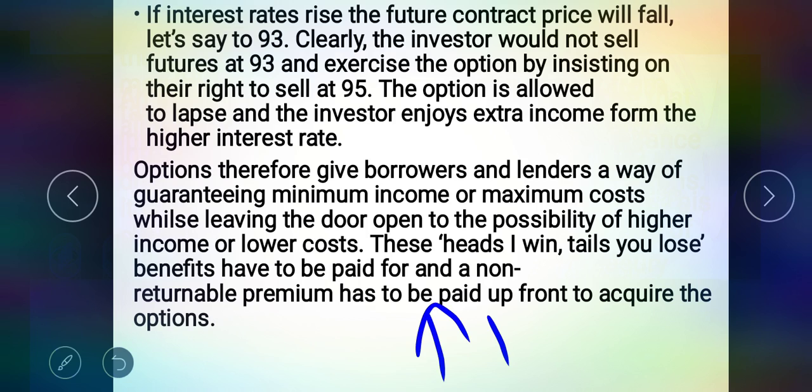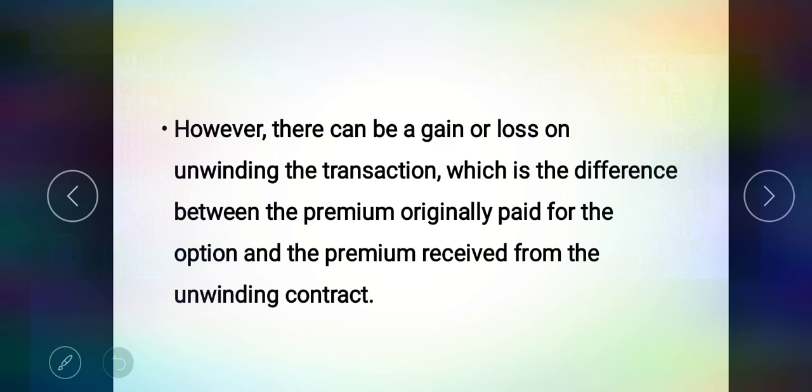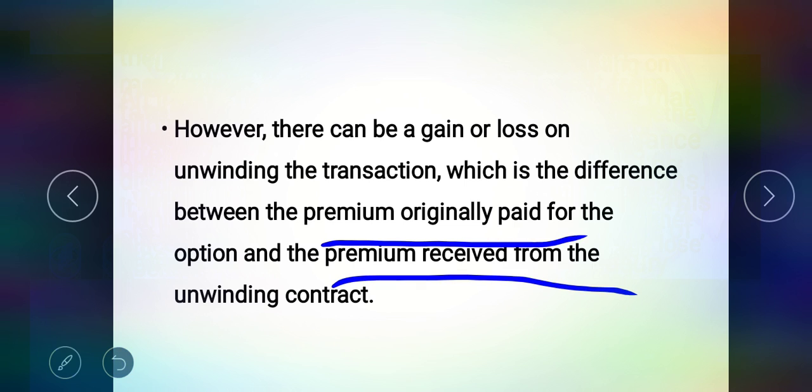Options therefore give borrowers and lenders a way of guaranteeing minimum income and maximum cost while leaving the door open to the possibility of higher income or lower cost. This heads-I-win, tails-you-lose benefit has to be paid for, and a non-returnable premium has to be paid up front to acquire the options. However, there can be a gain or a loss due to unwinding the transaction, which is the difference between the premium originally paid for the option and the premium received from the unwinding contracts.